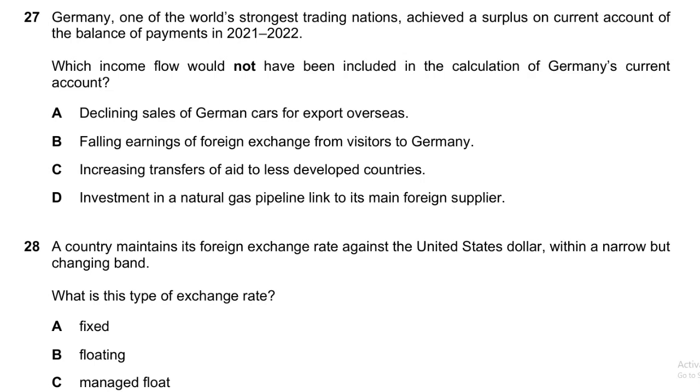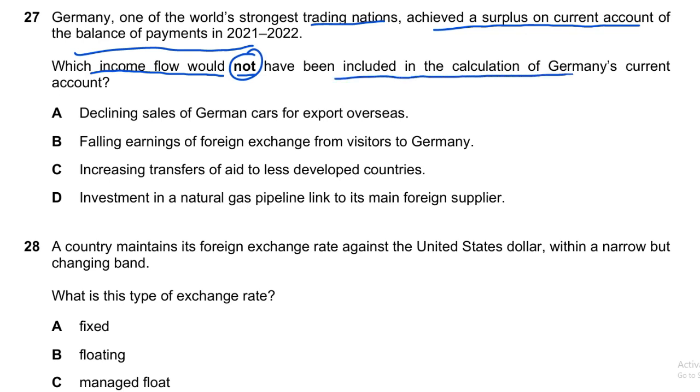Question number 27 says Germany, one of the world's largest trading nations, achieved a surplus on the current account of the balance of payments in 2021 to 22. Which income flow would not, focus on this word, not have been included in the calculation of Germany's current account? Right, so declining sales of German car exports, this is part of the current account, so it will be included. So we have to find out the figure that is not included. So option A is incorrect.